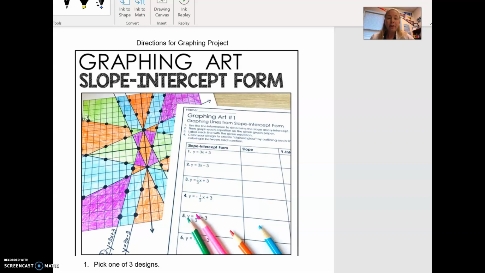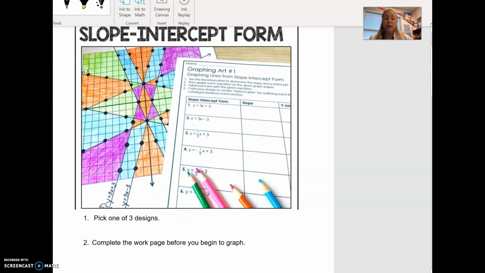As you can see here, this is using graphing, but also creating some art. You can see in the background there is an example of what one might look like, although yours may not look that way. At least you can see what an example would be.